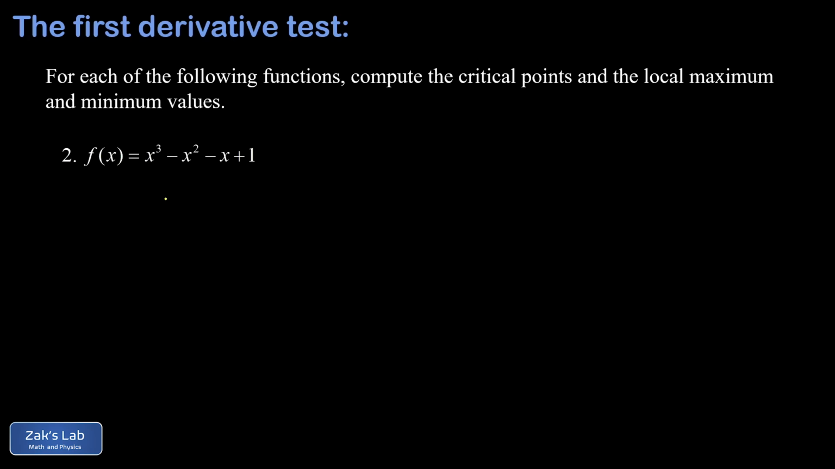In our second example, we have a cubic function, and we're trying to find the local extrema for this thing. And again, we start by taking the first derivative. That's going to be 3x squared minus 2x minus 1. And we're going to set that equal to 0 and try to solve for those critical numbers that make the derivative vanish. So what we're hoping for here is that this thing is factorable.